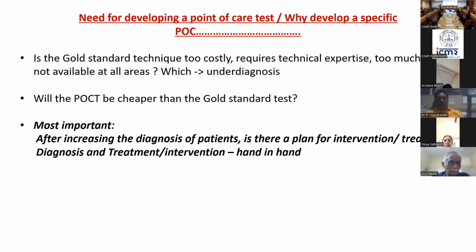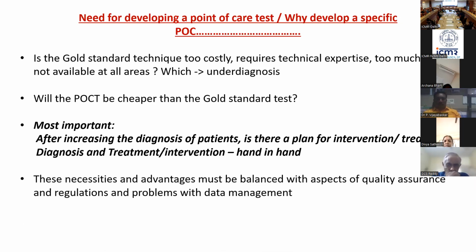Do you have a plan for intervention and treatment? Diagnosis and treatment should go hand in hand. So if you're saying you're going to develop it, you need to partner up with some pharma or NGO which are going to provide the treatment. There has to be a treatment plan along with it. Now, with all this, you need to have that there is a necessity for quality assurance and the problems with data management.